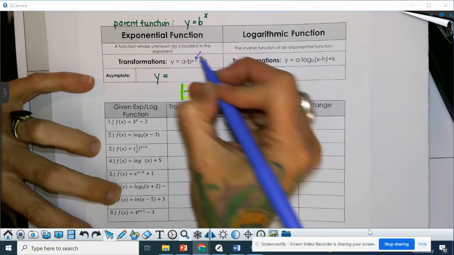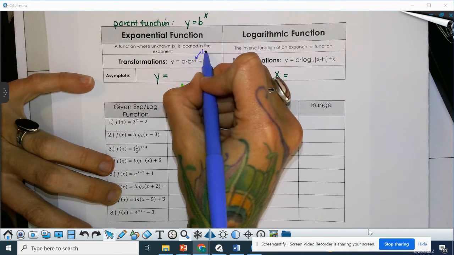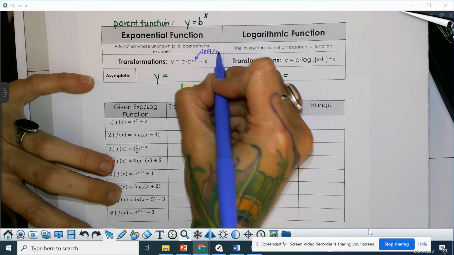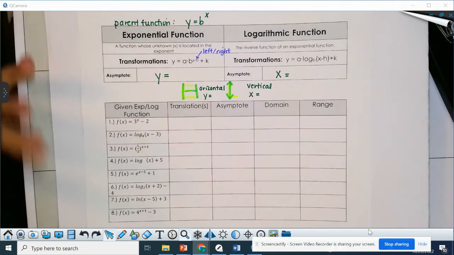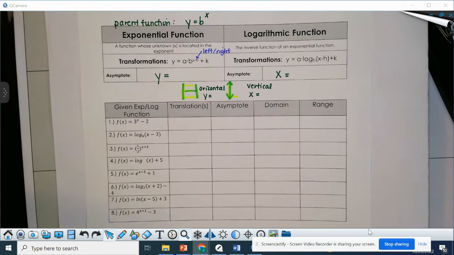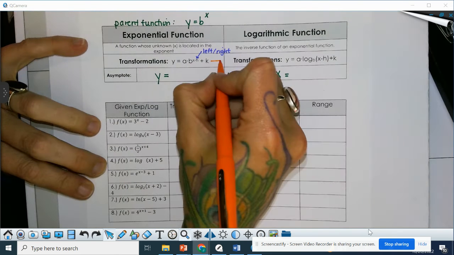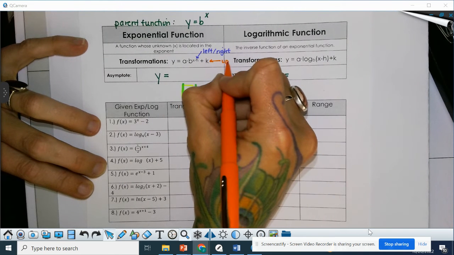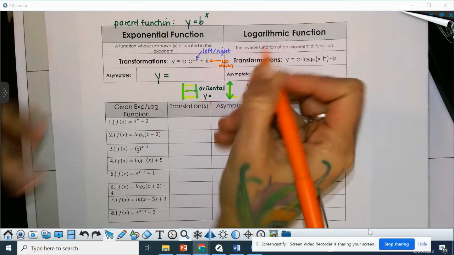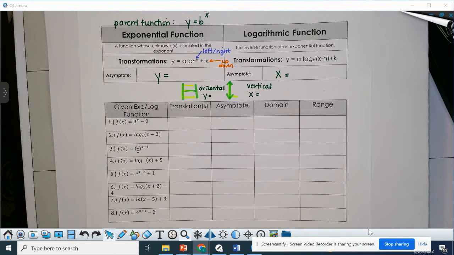H, which is one we really want to focus on, is going to be your left, right slides. So it controls the x value. H controls the x value. And then your k value is going to control the ups and downs. So k is going to be your up and down translation. So did the whole graph slide up or did the whole graph slide down?